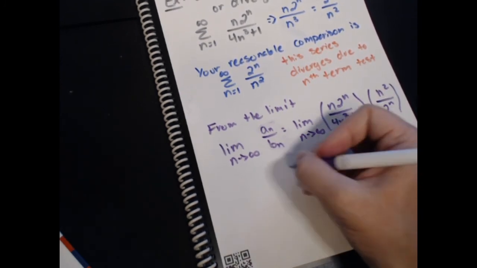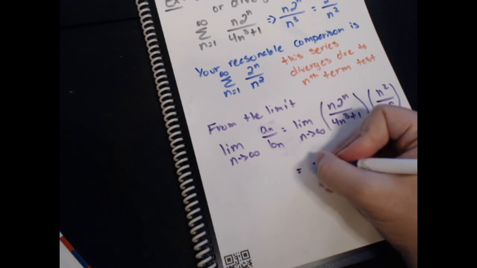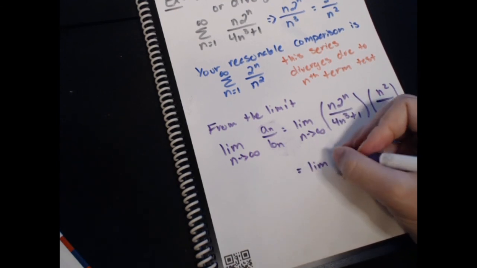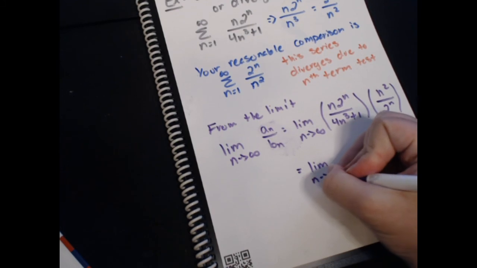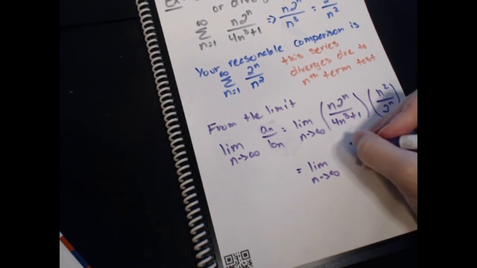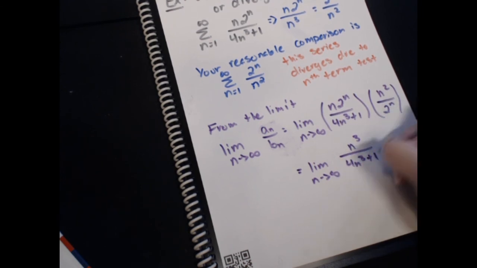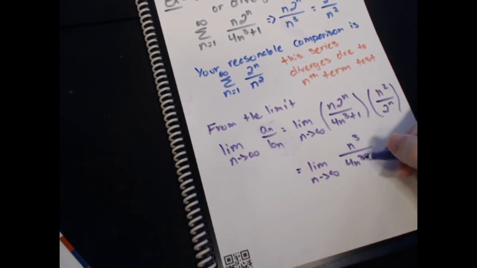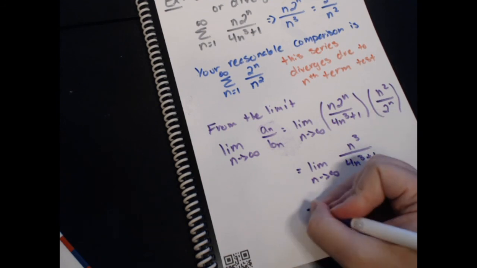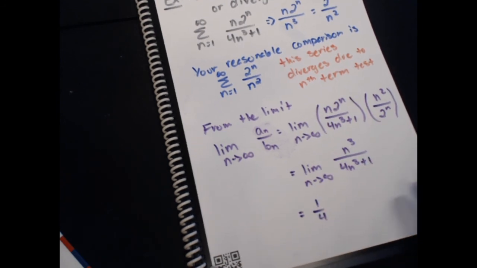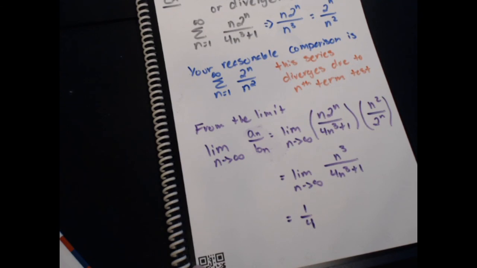And when you do that, you're left with the limit as n approaches infinity of n cubed over 4n cubed plus 1. And then if you remember the rules, if the powers are the same, you take their leading coefficients and you get 1/4. And when you get a fraction, it diverges.